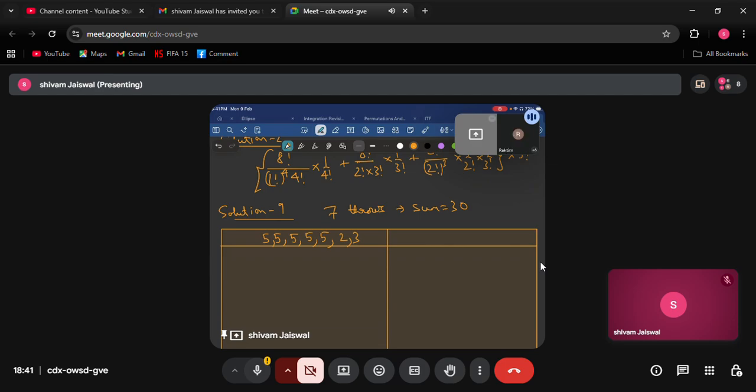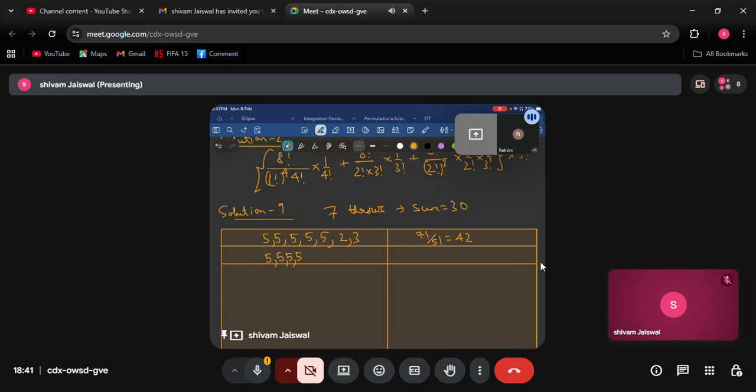In 7 throws you have to get 7 factorial by 5 factorial. That will give us how much? 42. Next, 4 5s. Now let us see if it is possible to take 4 5s.